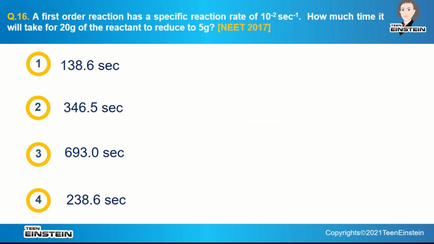A first order reaction has a specific reaction rate of 10^-2 second inverse. How much time will it take for 20 gram of the reactant to reduce to 5 gram? So we know the half-life of a first order reaction is T half equal to 0.693 divided by K.